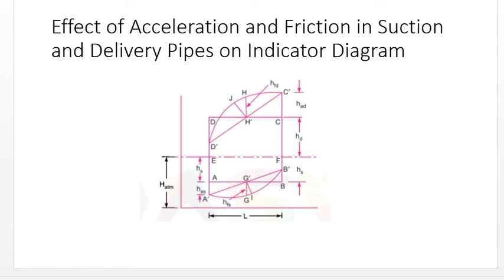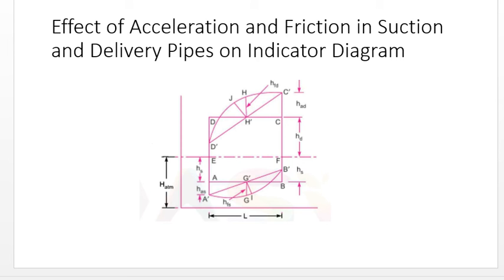At the middle of the stroke, the acceleration head value will be 0 because cos 90 is equal to 0, but there is frictional head which shows its maximum value. So this is the maximum value of the frictional head. So at the middle of the stroke, the total pressure head inside the delivery pipe will be HD plus HFT.